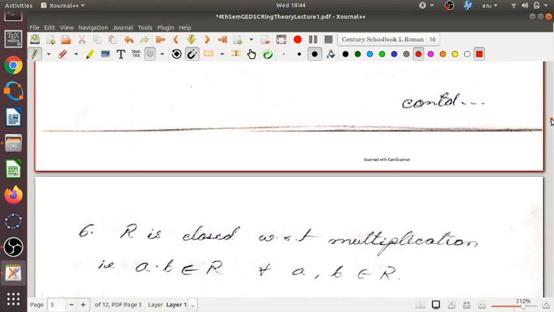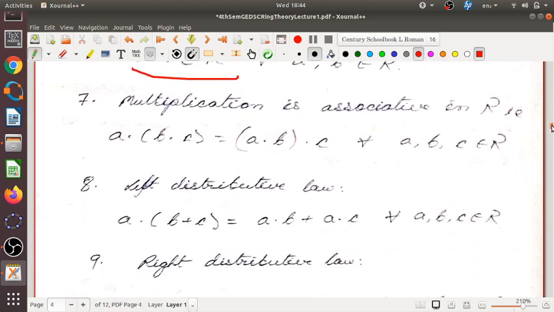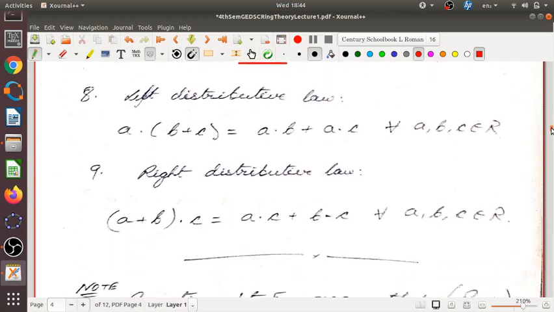There are some more properties also. We are done with the properties of addition. Now we begin the properties of multiplication. R should be closed with respect to multiplication. This also we have already stated, that multiplication is a binary operation in R. What is the meaning? A dot B should be in R for every A, B inside R. Next, multiplication should be associative in R. That means (A dot B) dot C should be the same as A dot (B dot C), for every A, B, C in R.